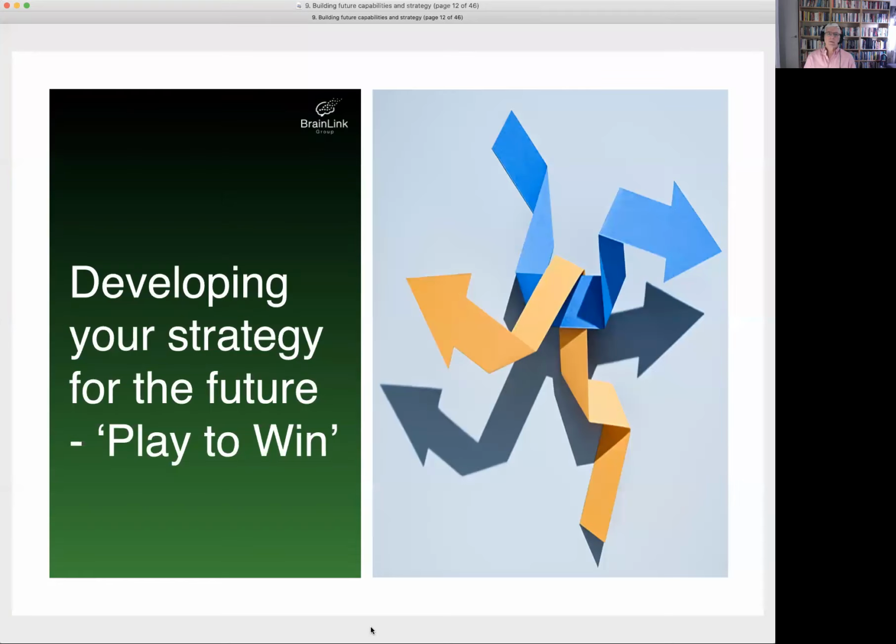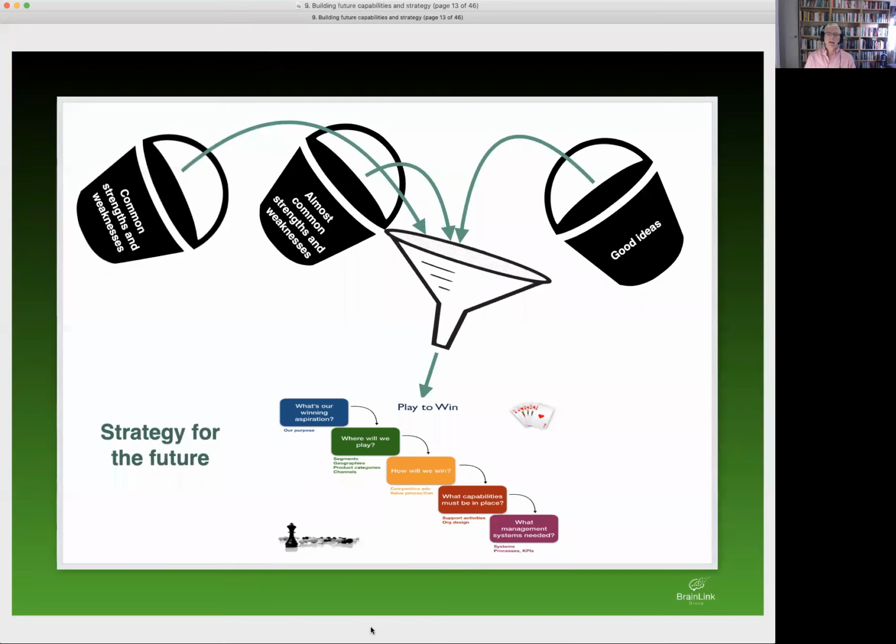So what we do then is we take this and we develop our strategy for the future by using a play to win framework. How do we do that? Well, it's almost as if we have this funnel and we pour three things into it. We pour the common strengths and weaknesses into it. We pour the almost common strengths and weaknesses, the things that might appear in, say, 3 of the 4 scenarios, and any good ideas which have emerged from the process.